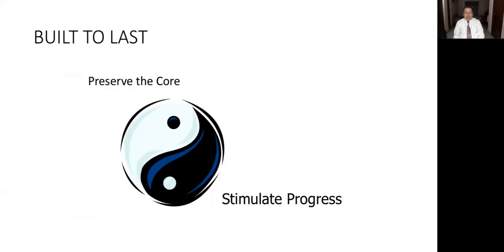But I'm getting into build to last thinking. There are two concepts: preserve the core and stimulate progress. This is a book on build to last, and from that book, I have borrowed these ideas. So you have to focus on preserving the core ideology, core ideas in the company, but you have to stimulate the progress. This goes side by side with the original idea of March 1991. I gave you already that exploration versus exploitation. Exploration is the stimulate part, and exploitation is the existing core areas that you have to exploit.